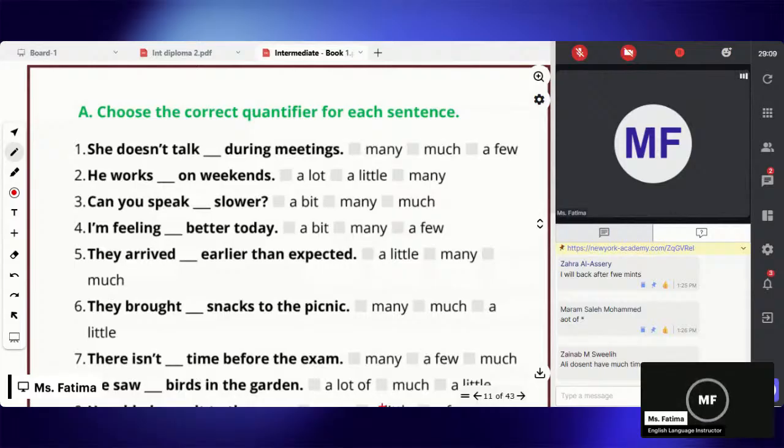Ready? Okay, we go by the chat. Number one, she doesn't talk during meetings. We say she doesn't talk many, she doesn't talk much, or she doesn't talk a few. Yes, again, here we are commenting on her talking, not on her as a person. Okay, great.